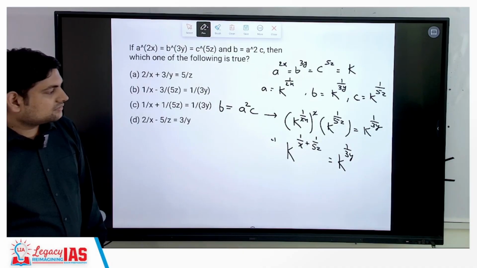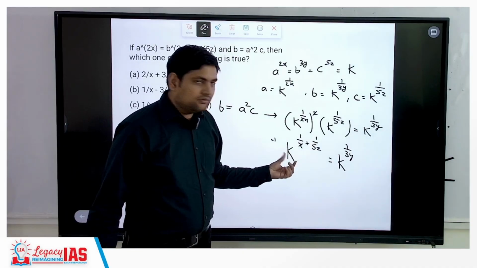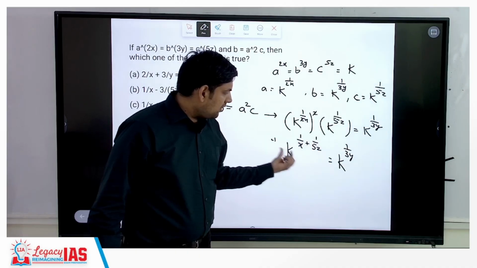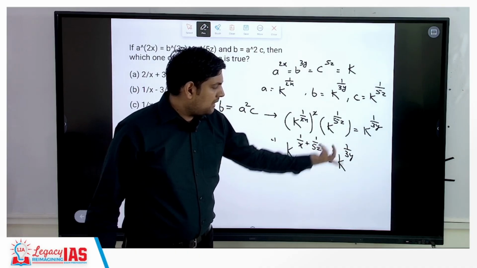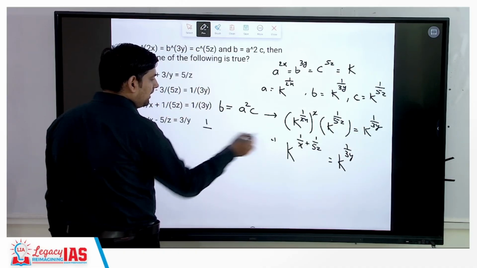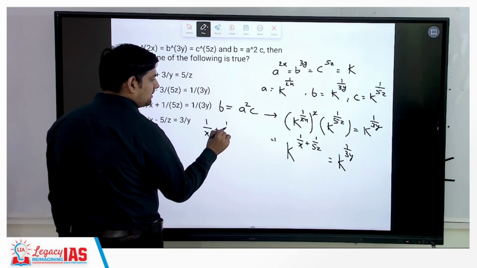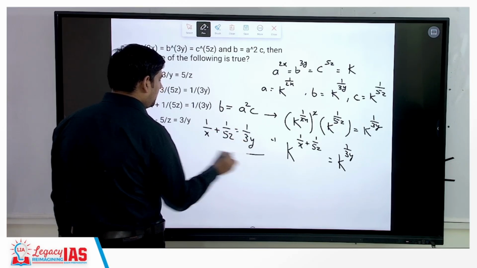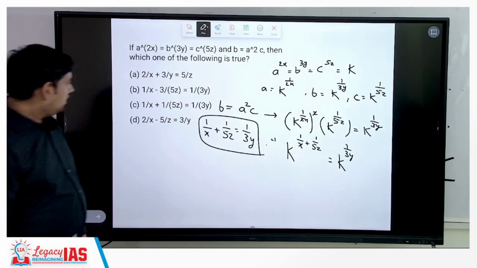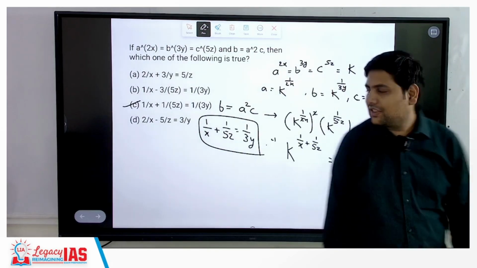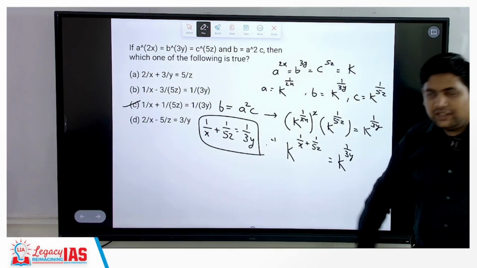That's it. Now, one way of satisfying this is if this and this power are the same, since k and k is there. If the powers are the same, then you get the same answer. That means this equality will hold when 1/x + 1/5z = 1/3y. This becomes your answer, Option C. Understood? Then next.